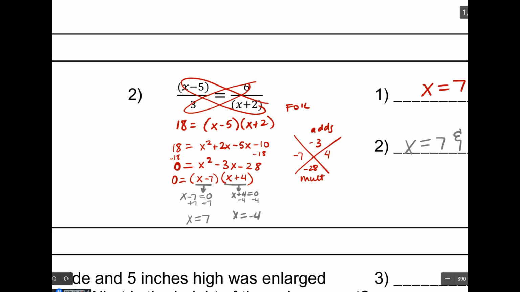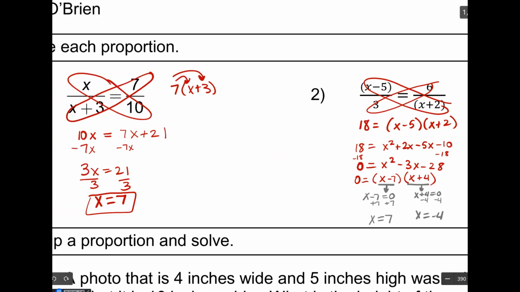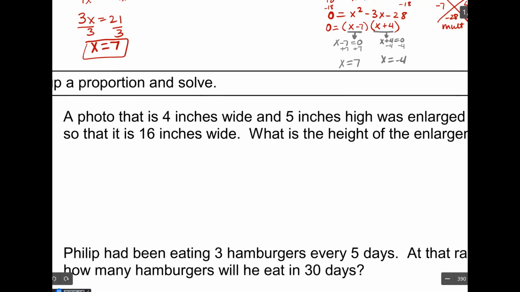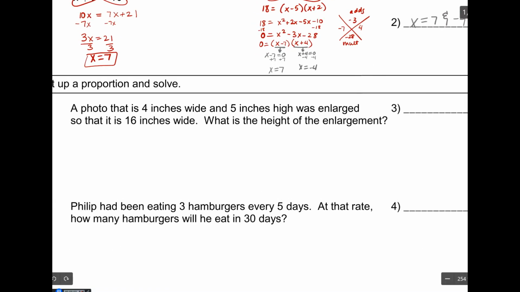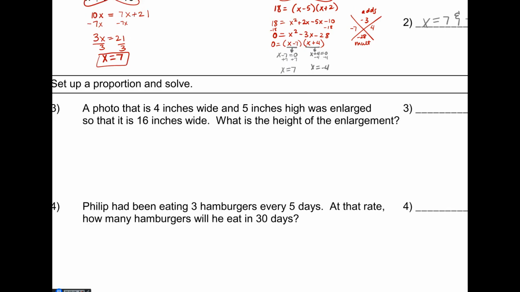Let's keep going. Alright. A photo that is 4 inches wide and 5 inches high was enlarged so that it is 16 inches wide. What is the height of the enlargement? Okay, so I'm going to do wide over high. So if I have 4 wide, 5 high, and it's enlarged so that it's 16 wide, I want to know what is the new height.